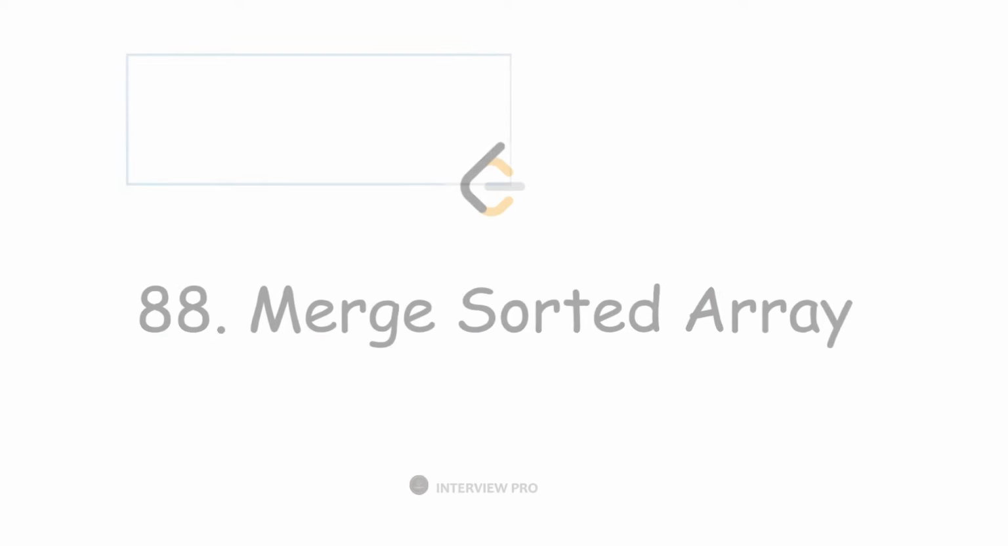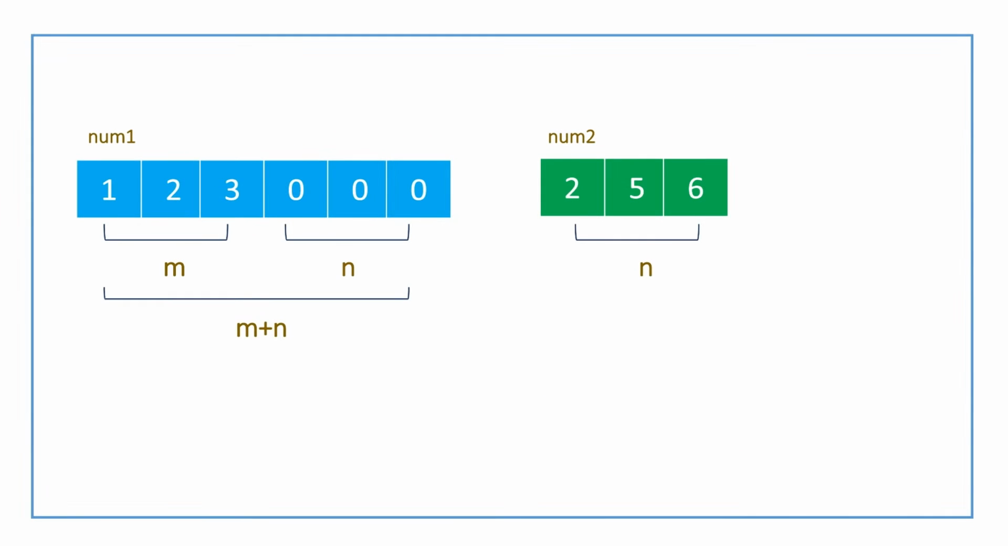So, we are given two arrays, num1 and num2. num1 is of length m plus n. num2 is of length n. The sorted result will be in num1 array. So, let's see how to solve this.